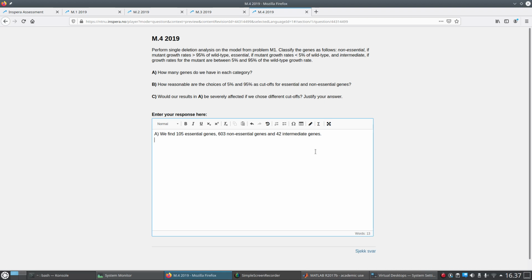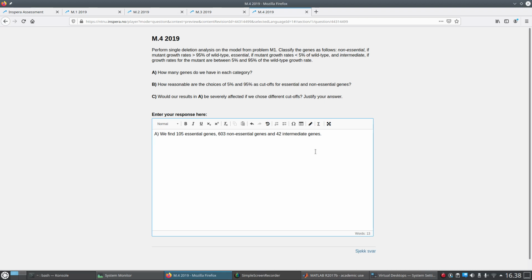I would say that 5% and 95% are quite strict cutoffs. Certainly, if we went up to 10, maybe even 15% as the upper bound, that would be quite valid as a qualification for essential, since such a mutant is never going to survive in any competitive environment. It's going to be outcompeted by non-mutants quite handily.